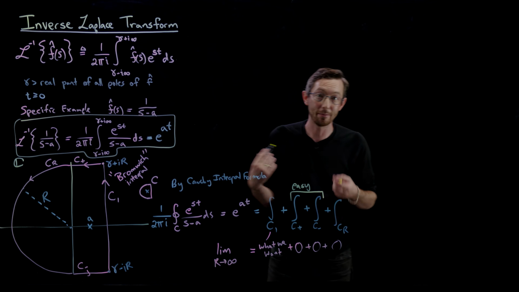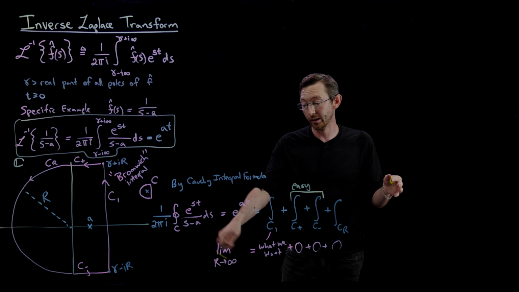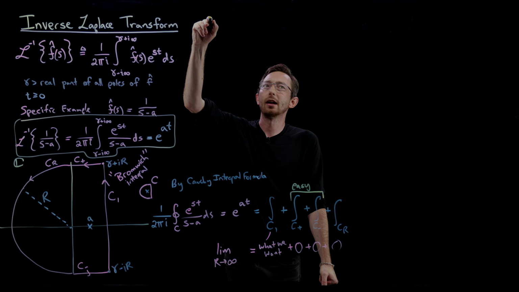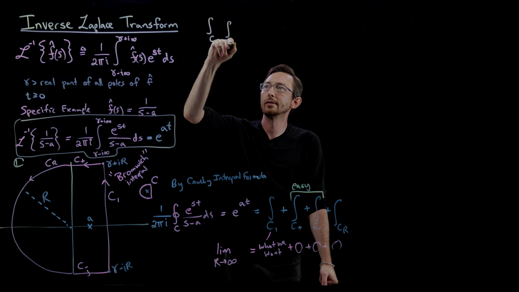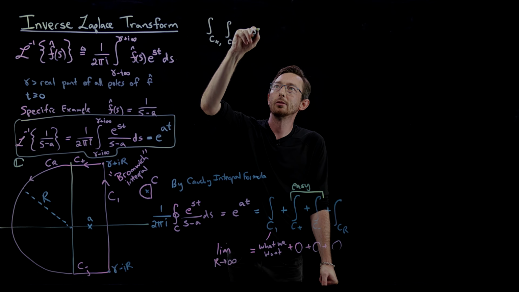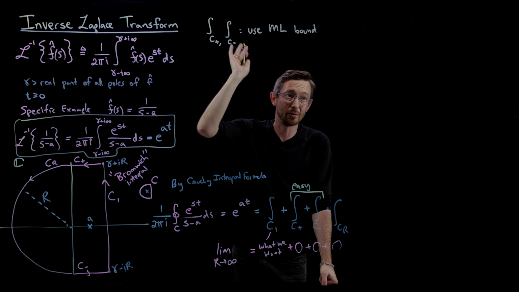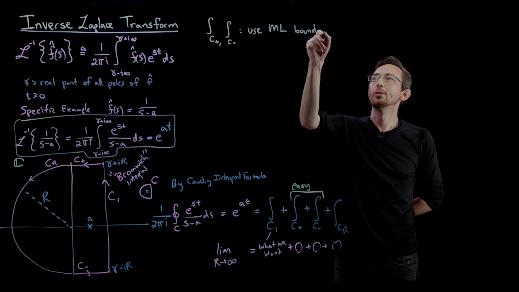We're going to use the ML bound to show that C plus and C minus go to 0 in the limit as r goes to infinity. So for the integral of C plus and the integral of C minus, we're going to use the ML bound, which is one of the easiest integral theorems in complex analysis. It's very trivial.